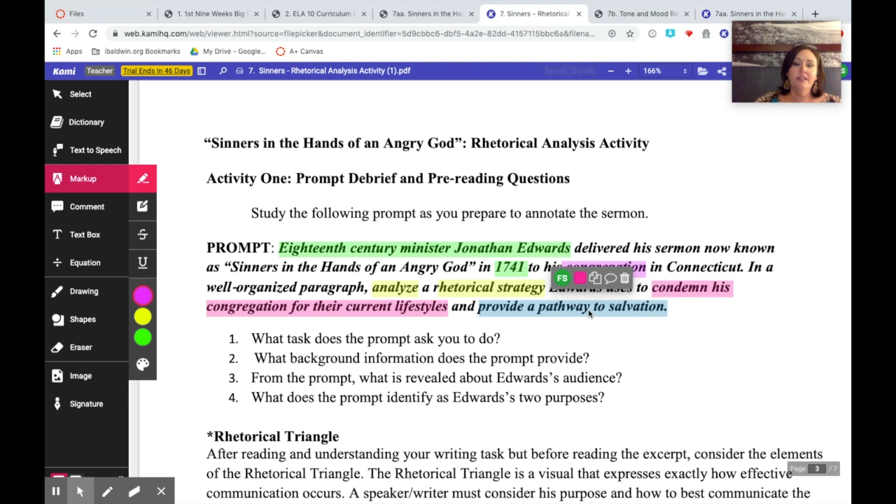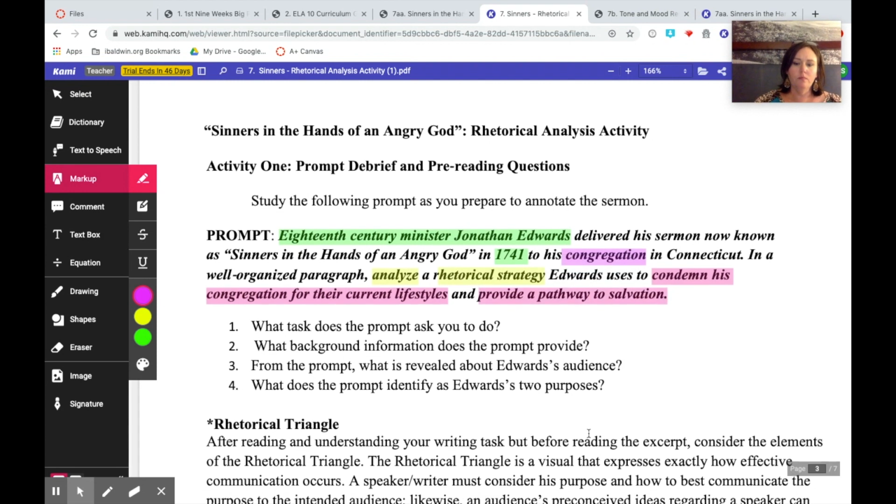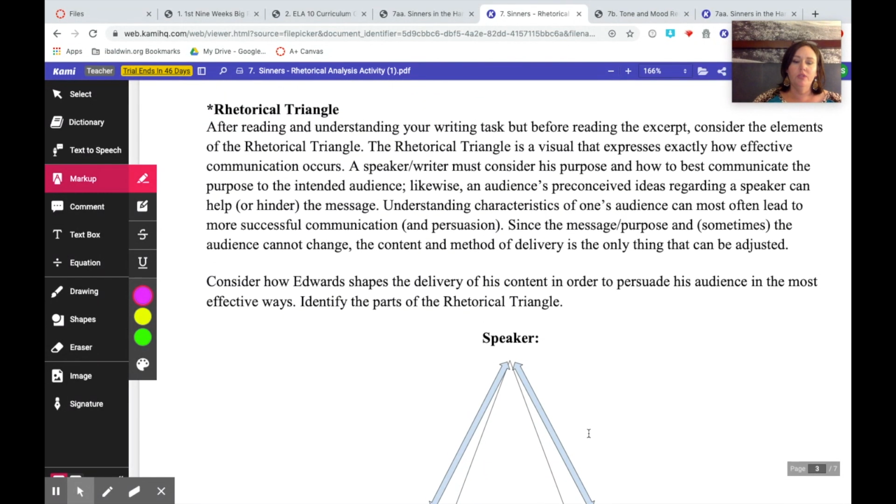So take the time to work through that prompt with students and give them as many strategies as you can to mine that prompt and get as much information from it as they can. Then we move into the rhetorical triangle. And if you've already watched the video, I hope you have a pretty sound understanding of how that works.